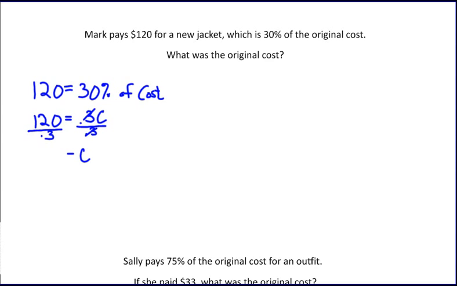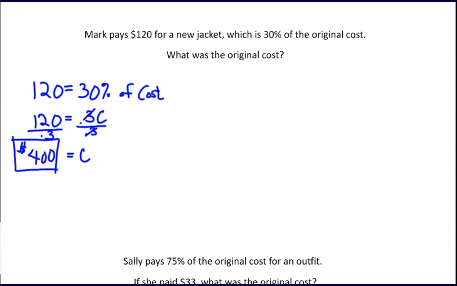Now that the c, which stands for cost, is all alone, we simply need to take 120 divided by 0.3. So whether you do that by hand or on your calculator, you should get 400 as the answer. And of course, that is dollars. That's the original price of the coat, the jacket.